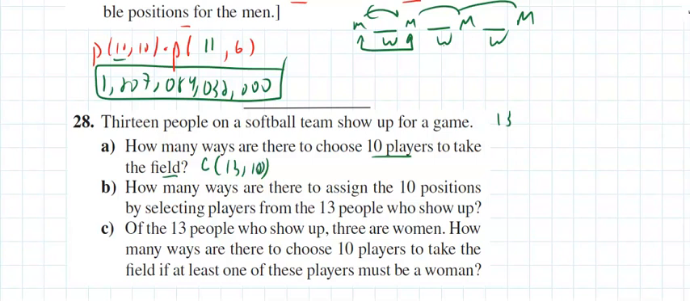B. How many ways are there to assign the 10 positions by selecting players? Now you're selecting, you're doing more work. So now you're doing P of 13, choose 10.